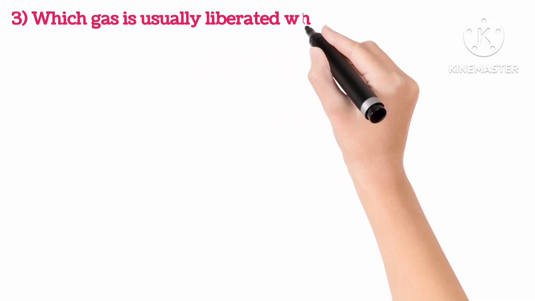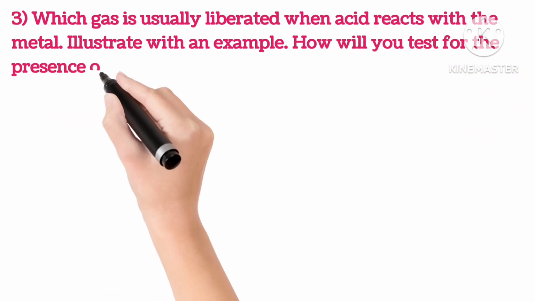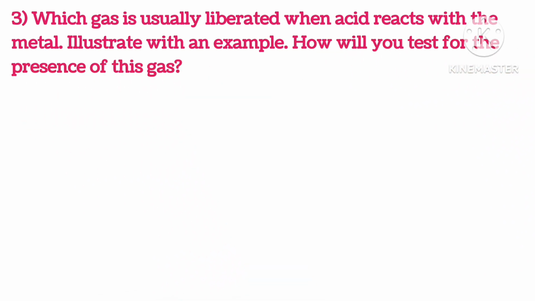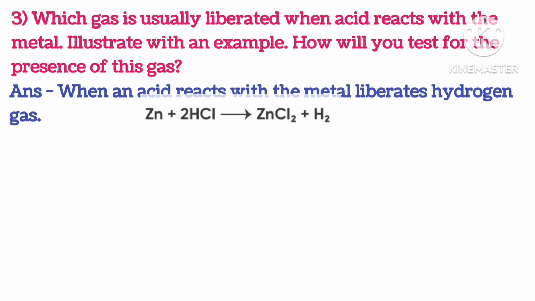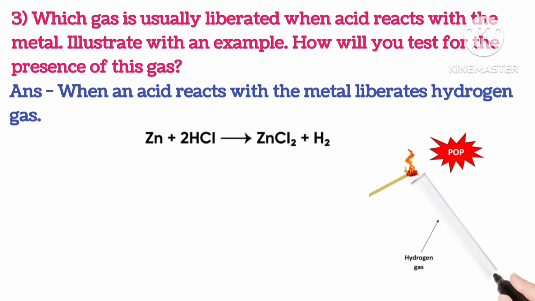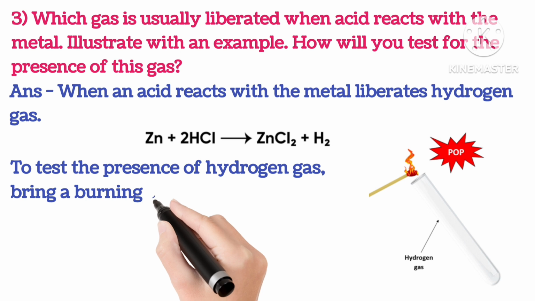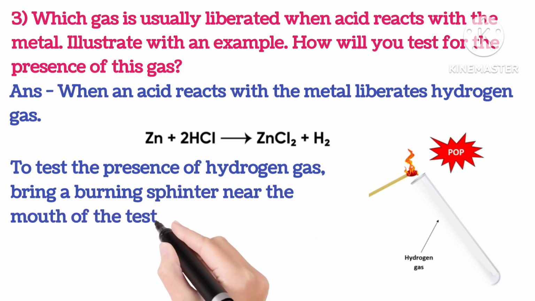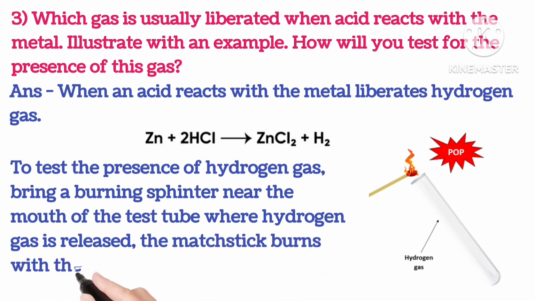Third, which gas is usually liberated when acid reacts with metal? Illustrate with an example, and how will you test the presence of this gas? Answer is, when an acid reacts with metal, it liberates hydrogen gas. So, when zinc, that is metal, reacts with acid HCl, it gives zinc chloride and hydrogen. To test the presence of hydrogen gas, bring a burning splinter near the mouth of the test tube where the hydrogen gas is released. The matchstick burns with a pop sound.